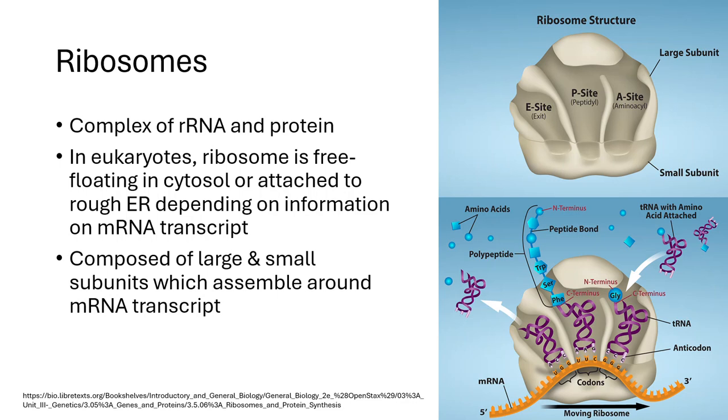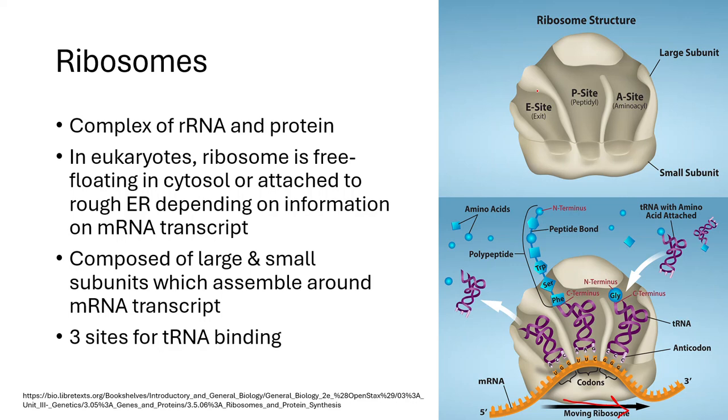There are two parts of the ribosome, a large subunit and a small subunit, which come together around an mRNA transcript. And there are three tRNA binding sites. I'm not going to talk in detail about them. I'm not really going to name them, and you are not responsible for knowing any details about them on the AP test.